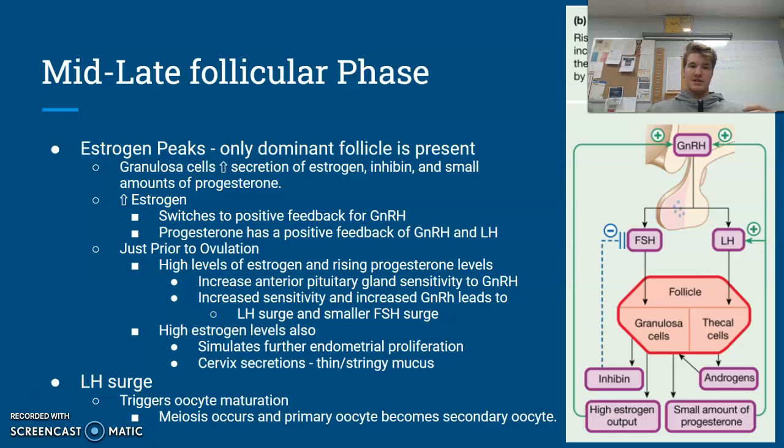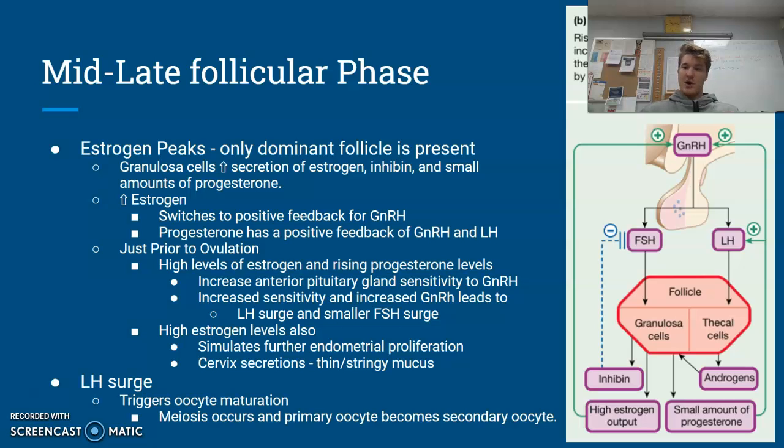Granulosa cells continue the secretion of estrogen as well as inhibin, which is going to feed back to FSH negatively and decrease FSH that way. And then small amounts of progesterone are also being released from the granulosa cells. So with this increased estrogen level continually being high, we are going to see a switch to a positive feedback to gonadotropin-releasing hormone. So that is going to stimulate more FSH and luteinizing hormone release.